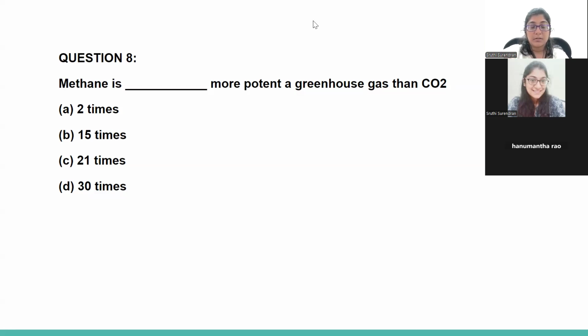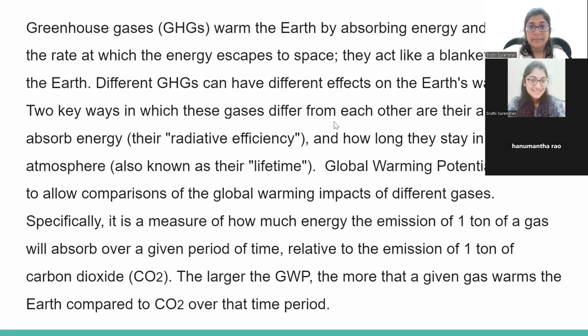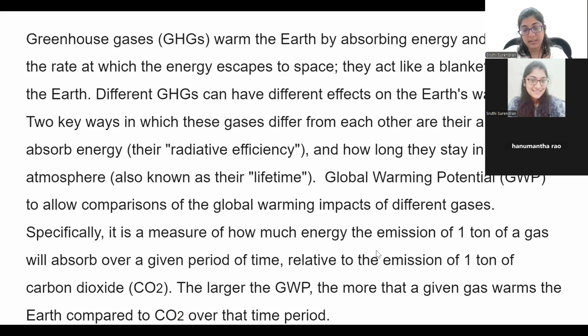Again, this is something that you might not be knowing, so I'll move on. So what we're talking about here is the potency of a greenhouse gas. Now, what does it mean when you say that this gas is this many times more potent than carbon dioxide? Carbon dioxide is considered the standard greenhouse gas. So whatever other greenhouse gases are available, they are compared to carbon dioxide. Carbon dioxide will be the reference for comparison of all the other greenhouse gases.